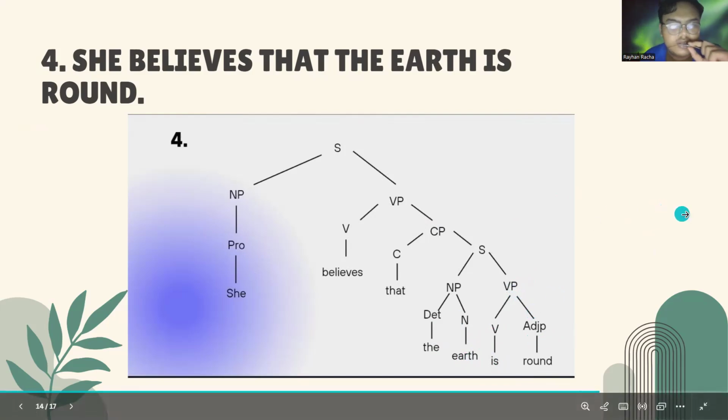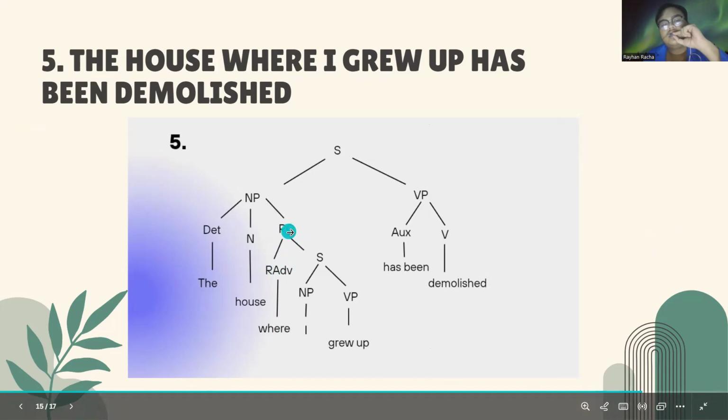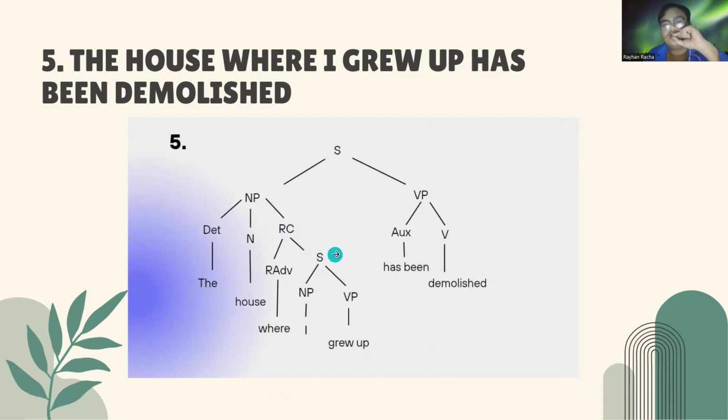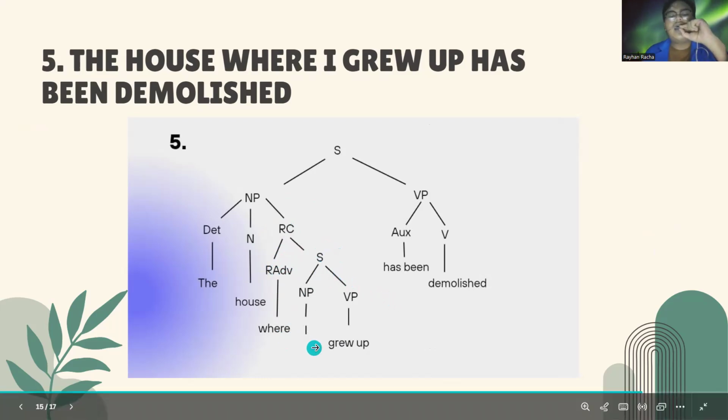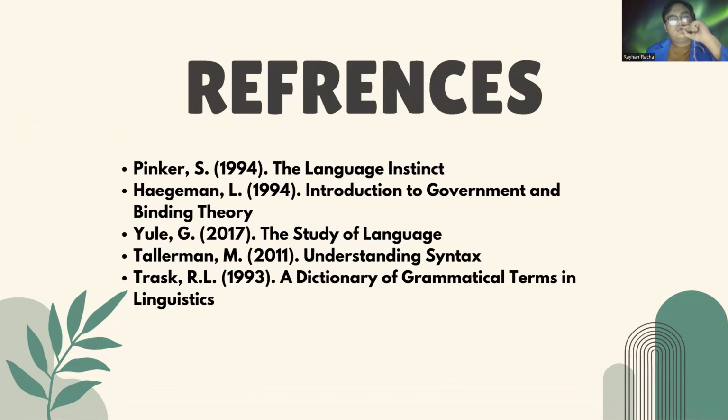So moving on to the last one: this house where I grew up has been demolished. Same as before, noun phrase and verb phrase. In the noun phrase, we have the determiner, the word this, the noun, the word house, and the RC, which can be divided into the adverb, the word where, and another sentence. Again, the RC itself can be divided into a sentence, with another noun phrase, I, and a verb phrase, grew up. And in the main verb phrase we have the auxiliary, which is has been, and another verb, the word demolished. So this is the reference that I use for this presentation.